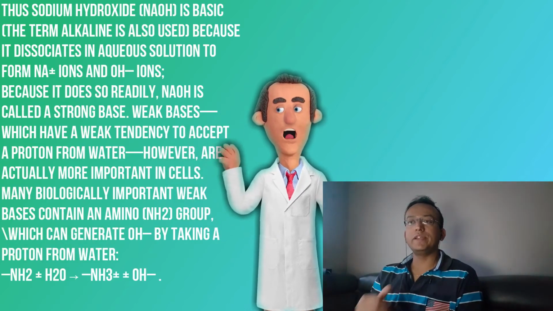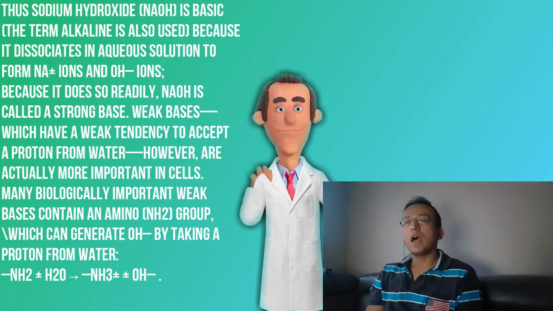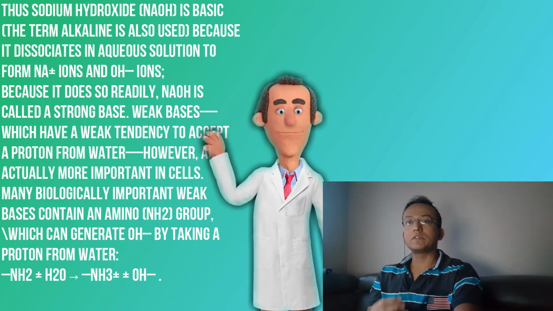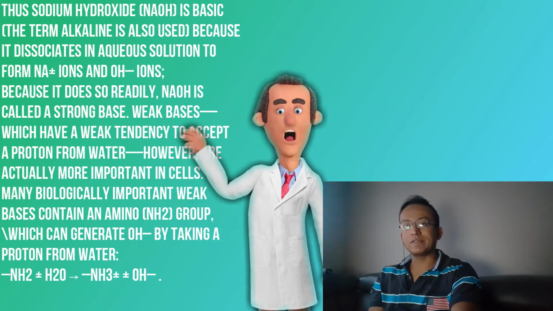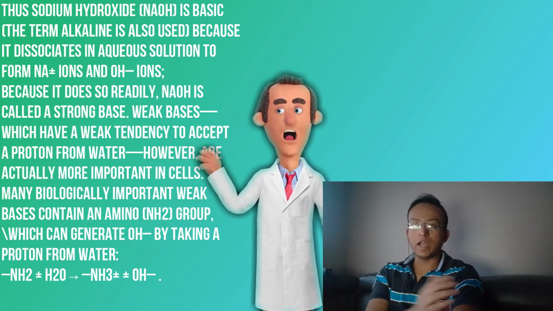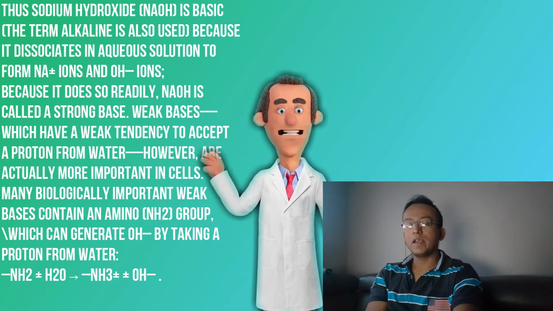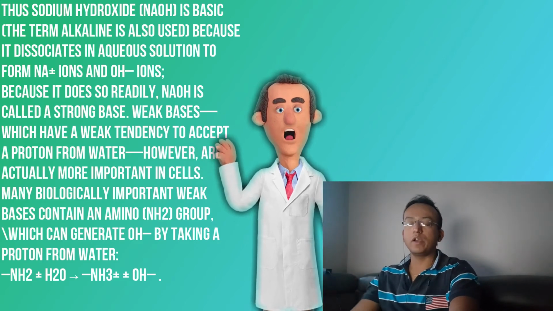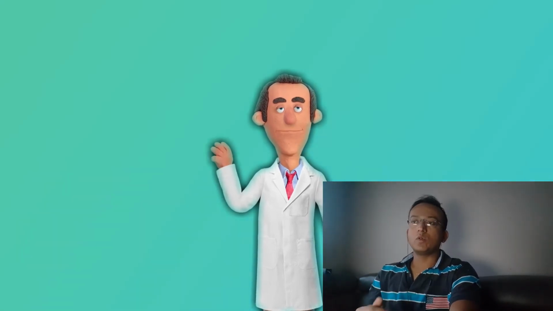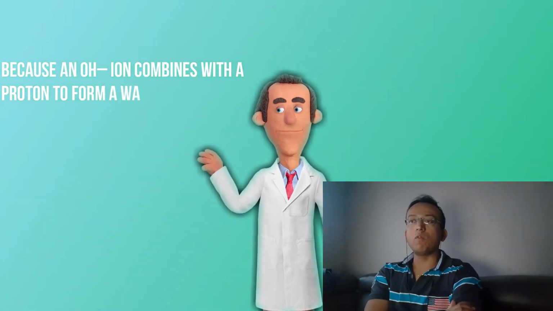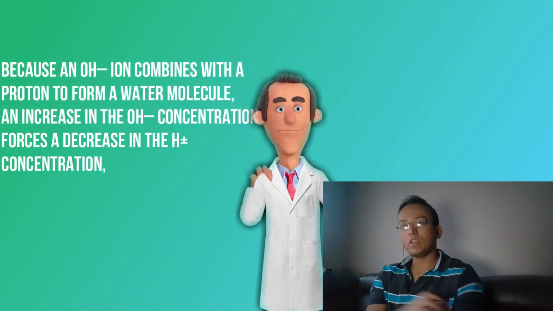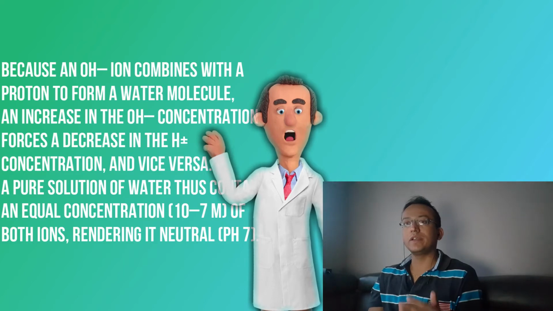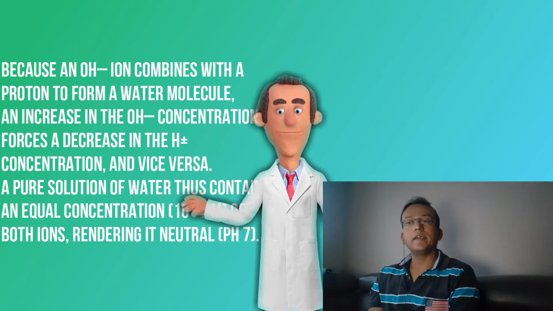Weak bases, which have a weak tendency to accept a proton from water, are actually more important in cells. Many biologically important weak bases contain an amino group, that is an NH2 group, which can release a hydroxyl ion by taking a proton from water. It is a simple reaction: amino group plus H2O gives NH3 plus hydroxyl ion. Because an OH minus ion combines with a proton to form a water molecule, an increase in hydroxyl concentration forces a decrease in the H plus concentration, and vice versa.